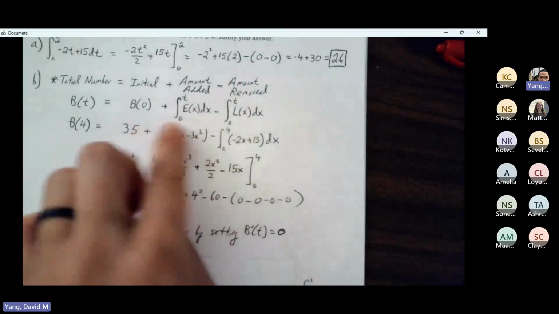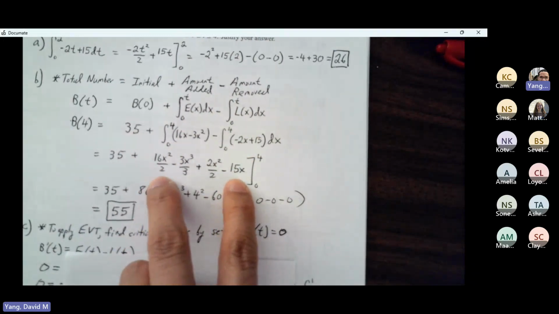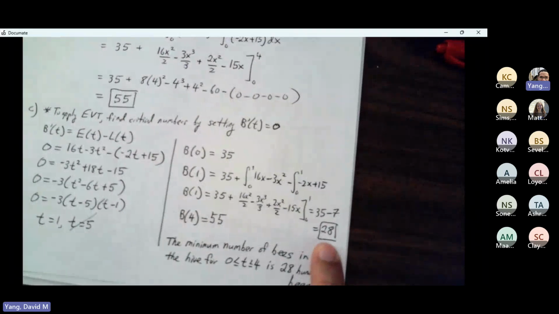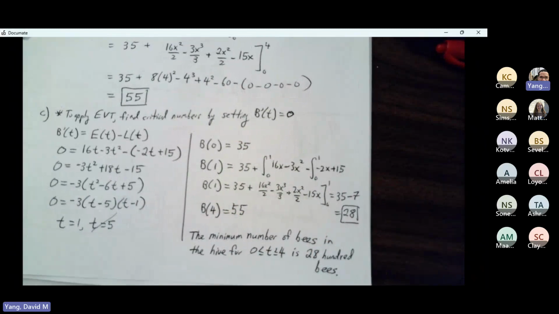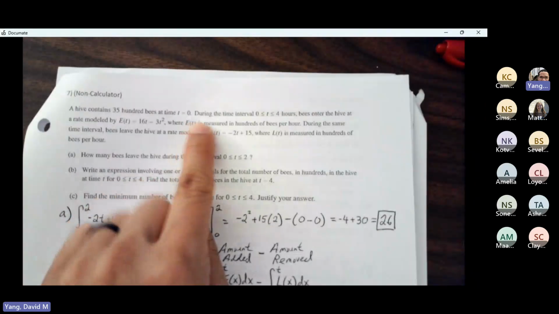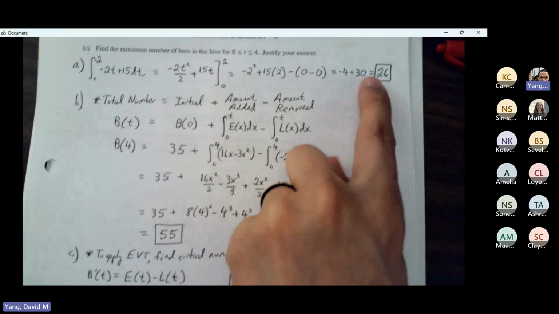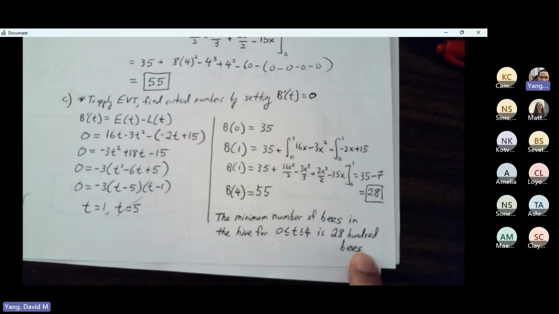To find B of 1, we can put it back into this formula here. We do go through power rule again. Actually, we can just use the result from power rule and then just do from 0 to 1, right? And that will get us the number of bees 1 hour in. So between 35, 28, and 55, the lowest number is 28. So the minimum number of bees in the hive in that 4-hour period is 28. Now, make sure you read your directions here. The number doesn't represent the number of bees. It does, but it represents hundreds of bees. So right now we've been using these numbers, so we're not going to use as many zeros, but we have to know that these numbers represent hundreds, so 2,800 bees.